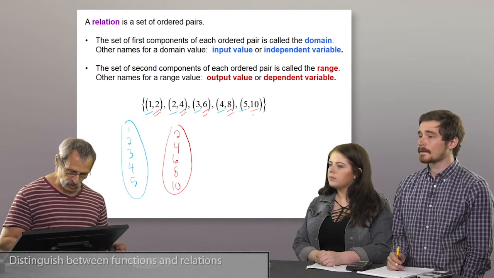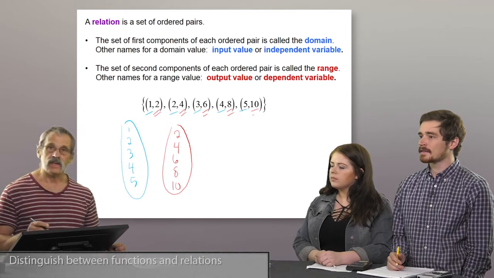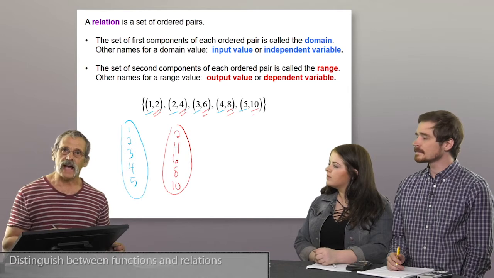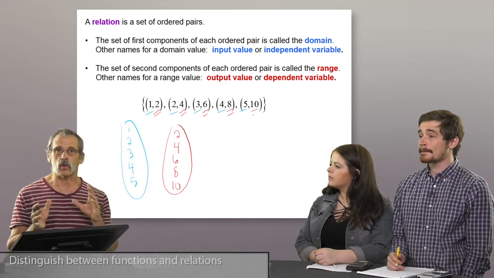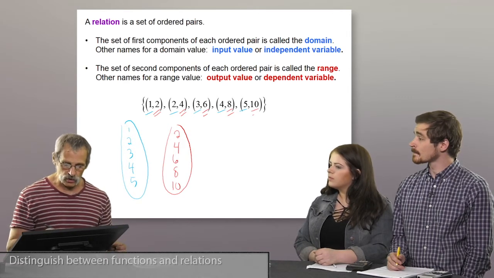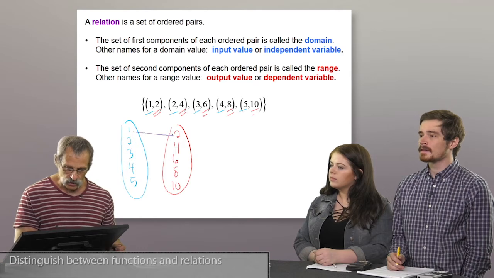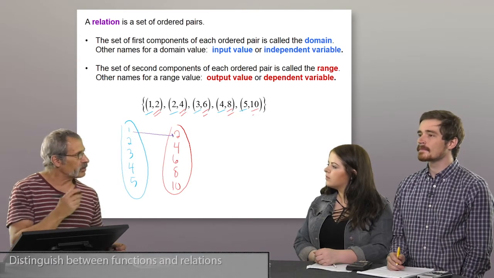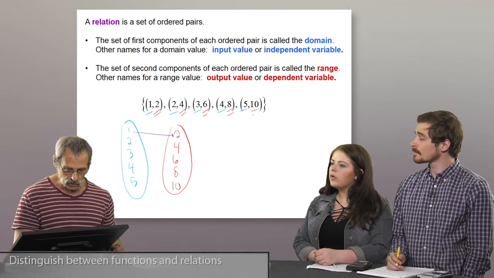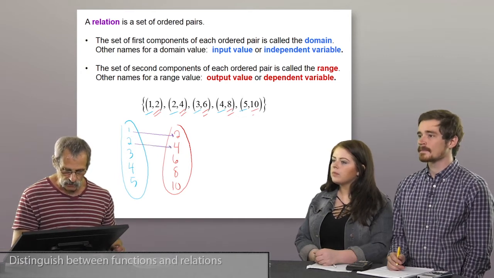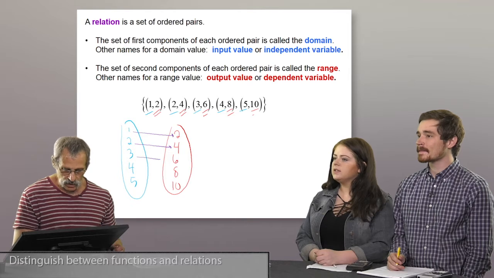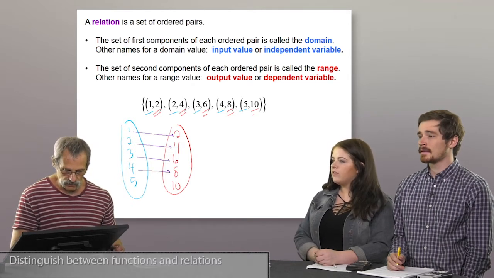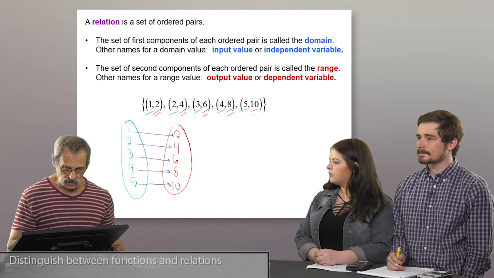One way of visually thinking about this is to take each input value and send it to the corresponding output value. If I look at the coordinate pair 1, 2, I'm saying 1 is sent to 2. For the next input value, what is it sent to? It's sent to 4. So 2 is sent to 4, 3 is sent to 6, 4 is sent to 8, and 5 is sent to 10.